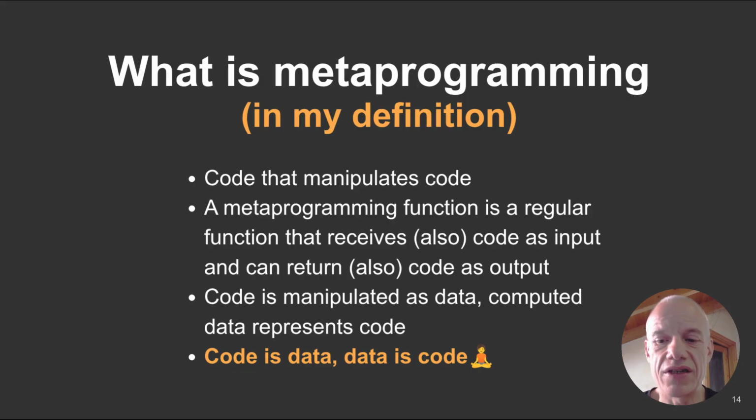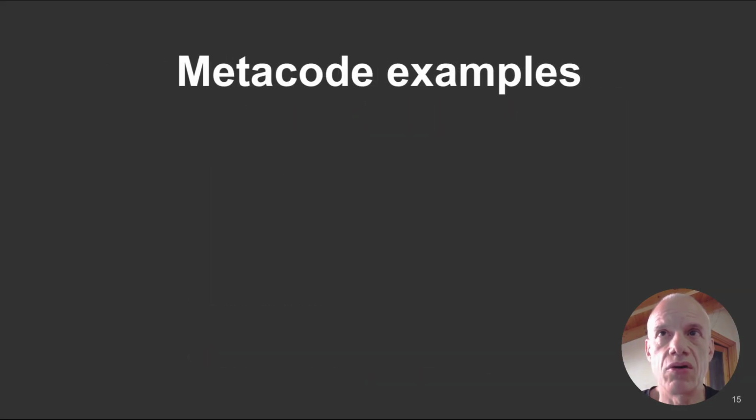This kind of necessity is really simple to solve, to provide, if all you do is just code generation. So you don't need to do any kind of analysis of code, any kind of introspection. Then just for generation, it's almost a non-problem. So let's see a few metacode examples.